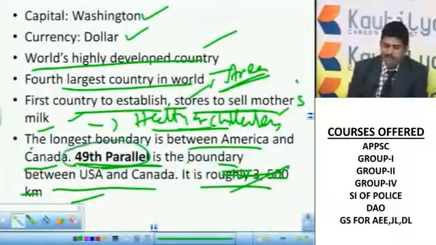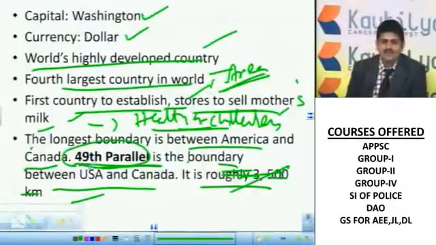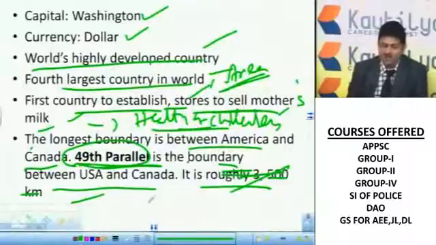So it's the 49th parallel. A number of times they ask this question in 3 ways. The 49th parallel is between which of the following two countries? The longest boundary is between which of the following two countries? And the 49th parallel divides which two countries? They ask it like this, or they may ask which of the following lines lies between America and Canada. It is the 49th parallel line. Remember, the first longest boundary is between America and Canada. Even in the second longest boundary, America is involved. That we will see in course of time.